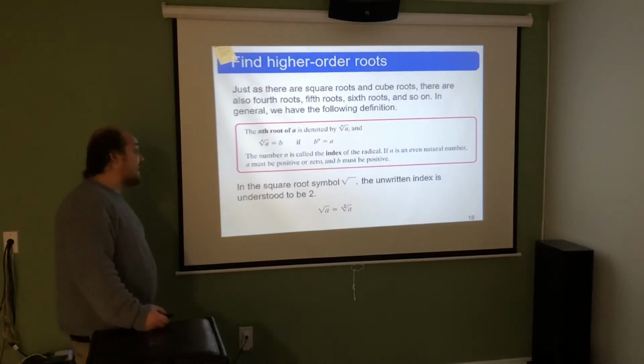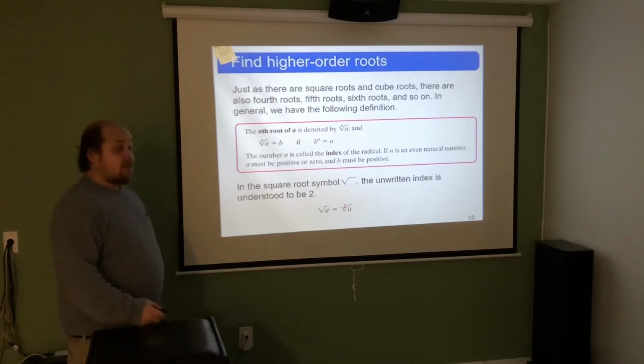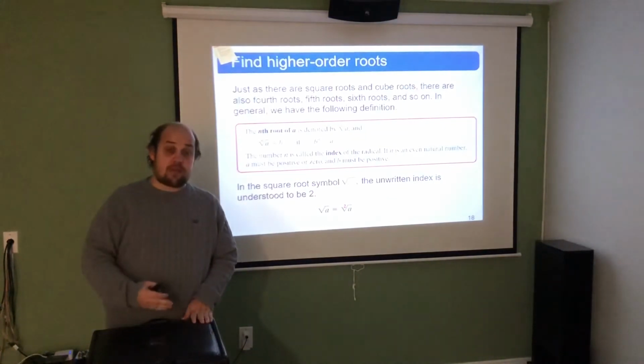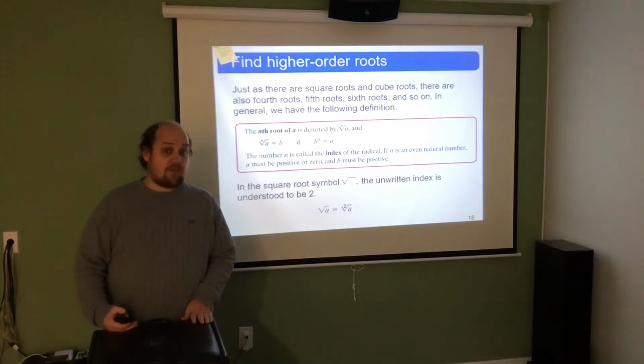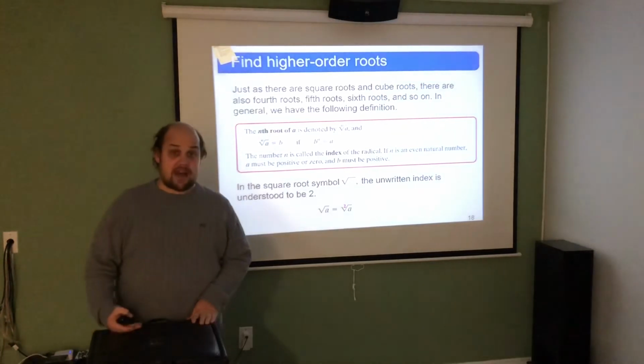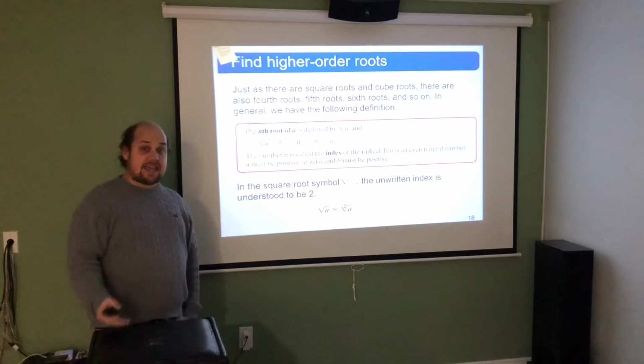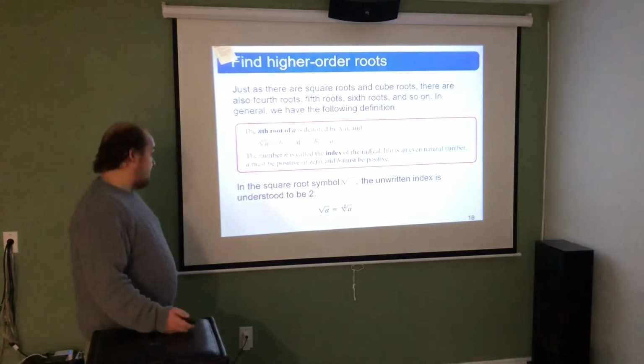If n's an even number, what's going on underneath must be positive or 0. And b must be a positive answer as a result. The reason for that is an even numbered root means that you're multiplying something by itself an even number of times, which can only yield a positive answer. Odd numbered roots don't have that restriction. You can get negative or positive things underneath them.